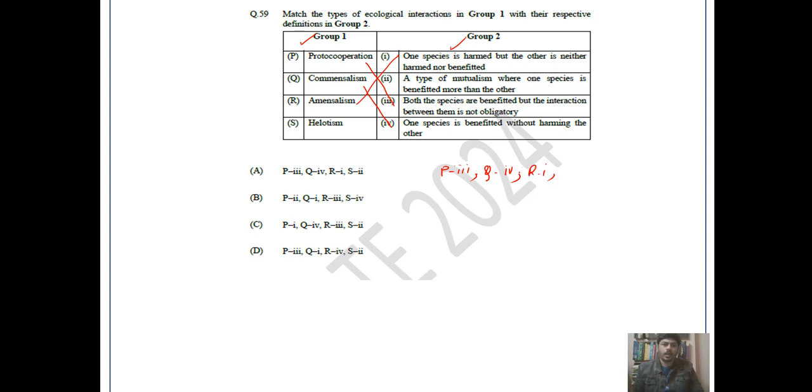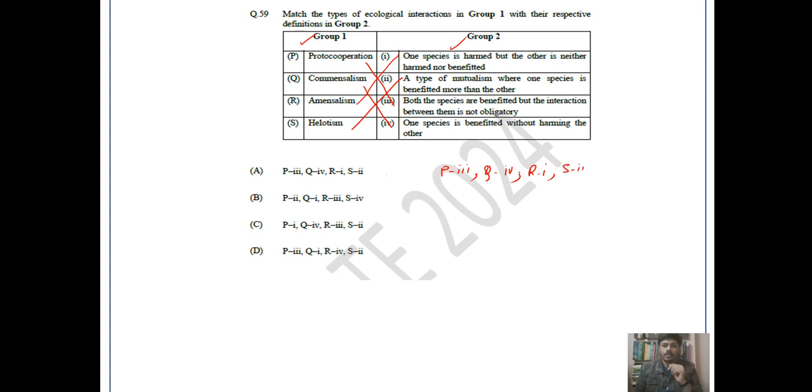And if we see helotism, it is a type of ecological interaction, or one kind of mutualism relationship, where one species is benefited more than the other. So S matches with 2.